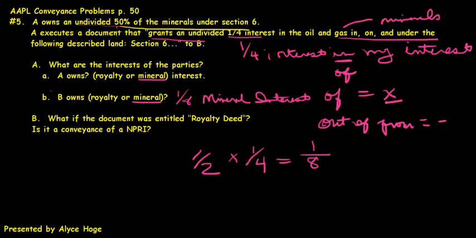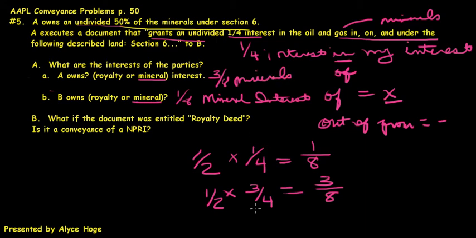Okay, and that leaves A with the remaining 3/4 interest. So it's going to be 1/2 undivided 50% interest times 3/4. Once again, we're just going to multiply straight across. 2 times 4 is 8, and 3 times 1 is 3. So these are mineral interest owners. B is going to get this 1/8, 1/4 in her 1/2, and A is going to get a 3/8 mineral interest, the remaining 3/4 of her 1/2 interest.